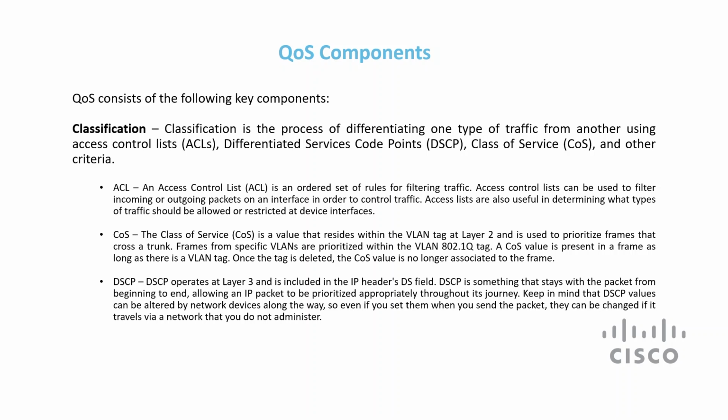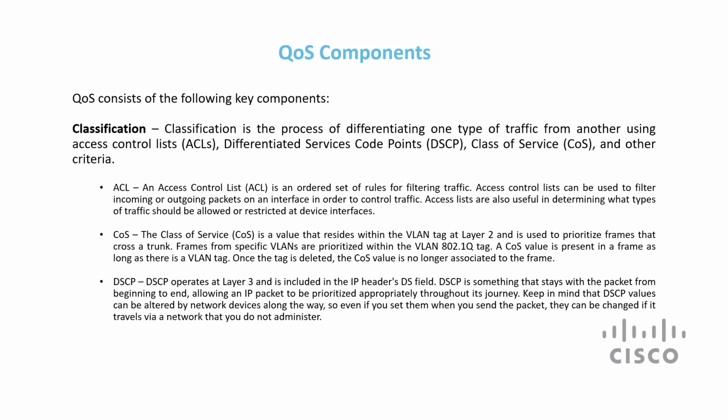To achieve quality of service, QoS, networks use several mechanisms to manage and prioritize traffic. The process begins with classification, where packets are identified and labeled using tools like access control lists, ACLs, differentiated services code point, DSCP, and class of service, CoS. An ACL is an ordered set of rules that helps filter data, controlling what data comes in or goes out of a network interface. CoS is a value in the VLAN tag at layer 2 that helps prioritize data frames.